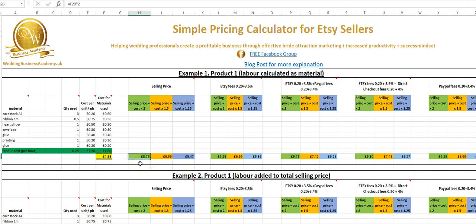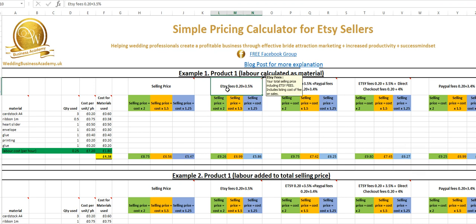fees are added. So that's why I've also used these two formulas here, where the selling price is equal to cost times 1.5 and selling price is equal to cost times 1.25. And this gives you the selling price, and here you start adding the Etsy fees.